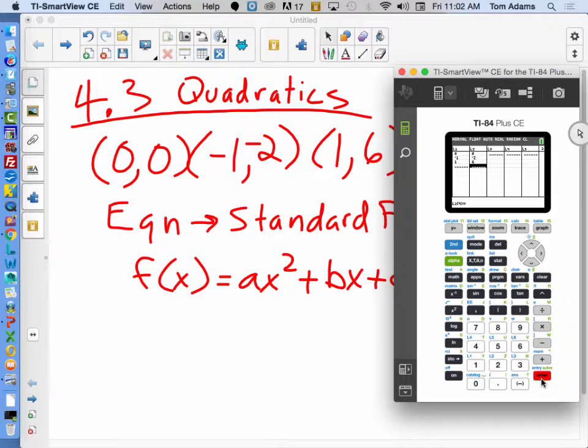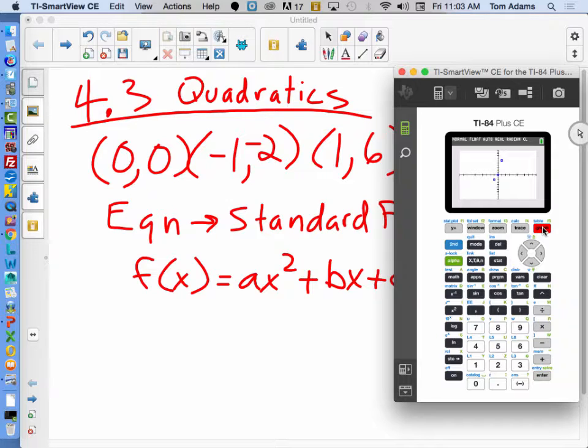All right. So now I'm going to go to second and then hit y equals, and that pulls up my stat plot. Now notice that Mr. Adams has all of his plots turned off, so I'm going to turn on plot 1. I'm going to use L1, L2, and I want to graph this and see what I've got. Now the problem is I don't know what the vertex is.